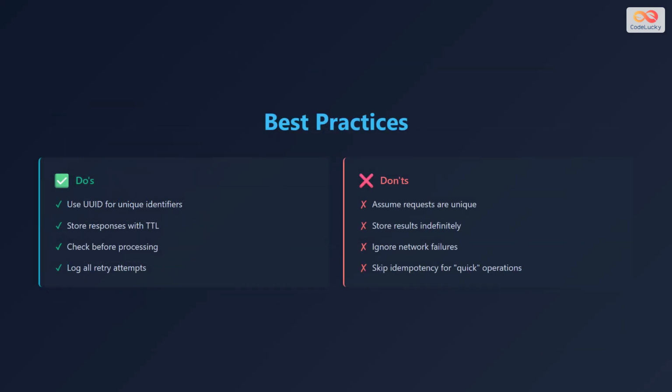Here are essential best practices when implementing idempotency. Do use universally unique identifiers, or UUIDs, for generating unique identifiers. Do store responses with a time to live, or TTL, so cached data doesn't consume infinite storage. Do always check if a request has been processed before executing it. Do log all retry attempts for debugging and monitoring. On the other hand, don't assume requests are always unique. Don't store results indefinitely without expiration. Don't ignore network failures and assume they won't happen. And don't skip idempotency for operations that seem quick or simple. Every write operation deserves protection.